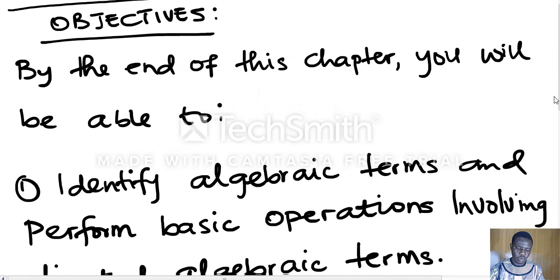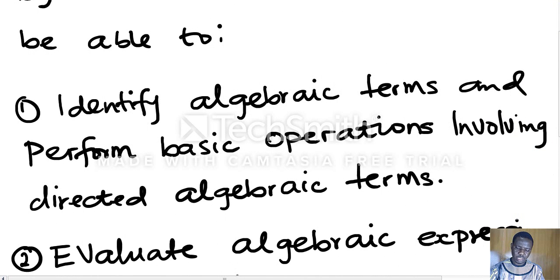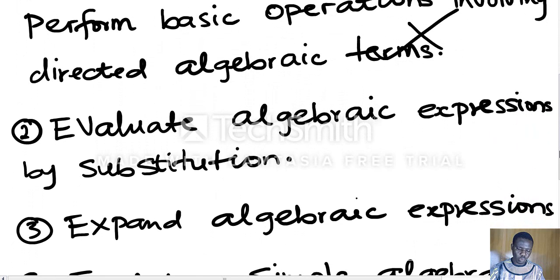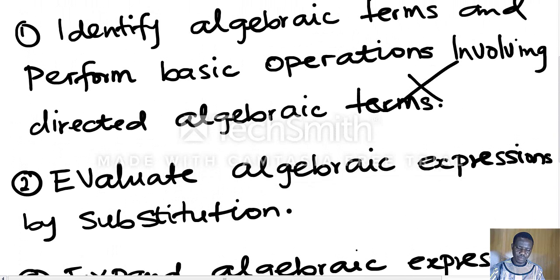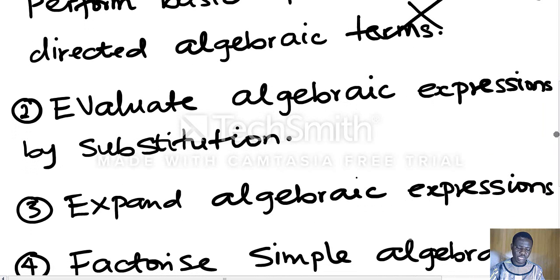For today, we have been able to deal precisely with I think the first objective, which says identify algebraic terms and perform basic operations involving directed algebraic terms. That we have done, and we have been able to solve that. In our next class, we will try to evaluate algebraic expression by substitution.